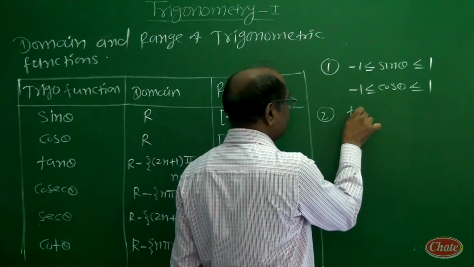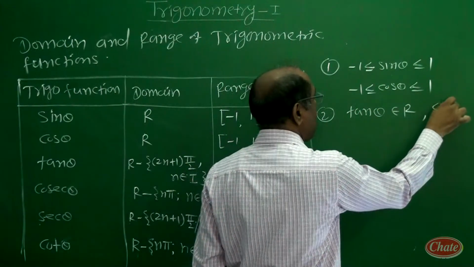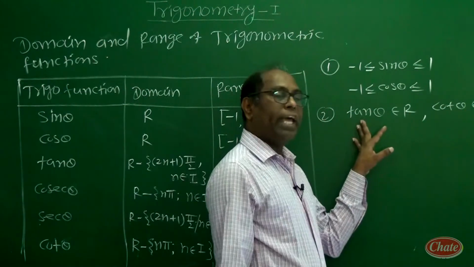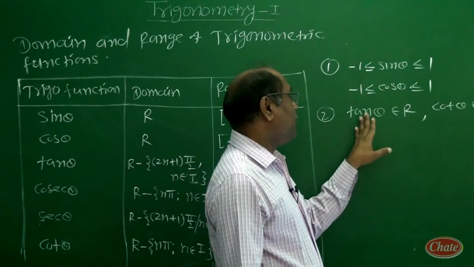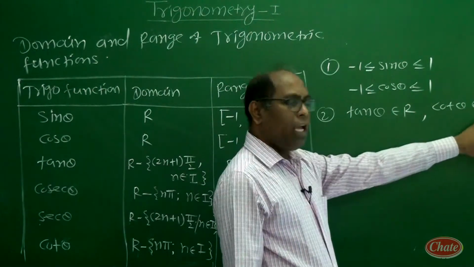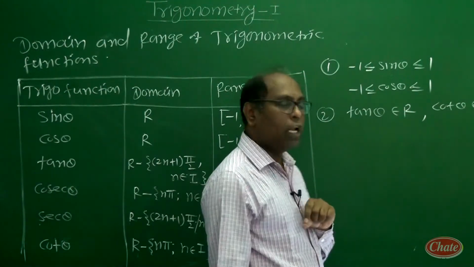Now number 2, the range of tan theta and cot theta. Tan theta belongs to R, cot theta also belongs to R. For any angle theta, the value of tan theta is any real number, and the value of cot theta is any real number. So the range of tan and cot is the set of real numbers.